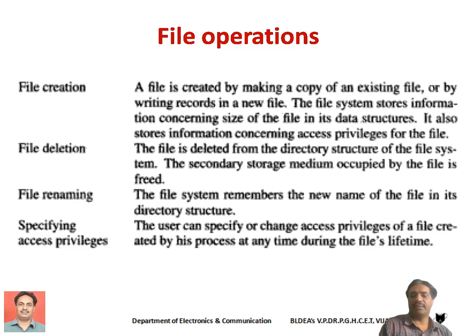Then we have file deletion. As the name indicates, file deletion is used to remove the file. By using this operation, the file can be removed from the directory structure. When the file is removed, the data stored on the disk for that particular file will be removed by the operating system. Then we have file renaming, which, as the name itself indicates, is used to change the name of the file. When the file is renamed, the file system has to remember the new name for the file.